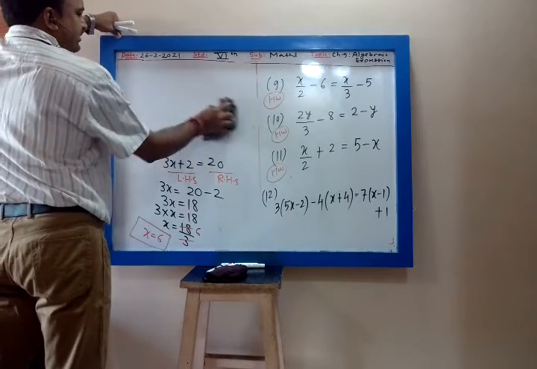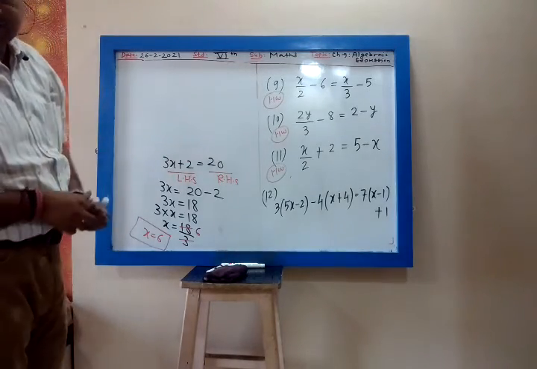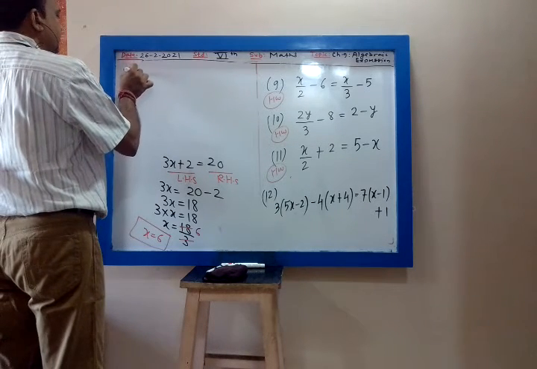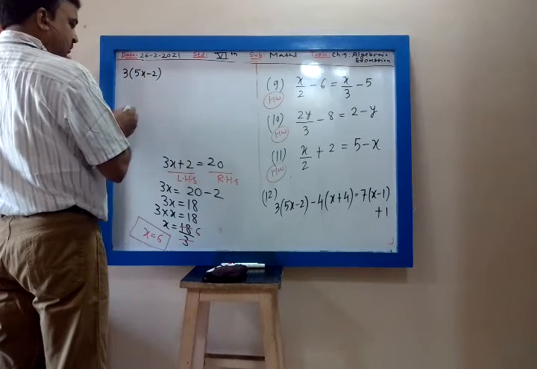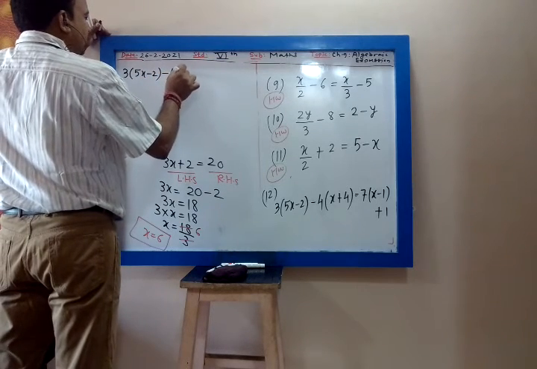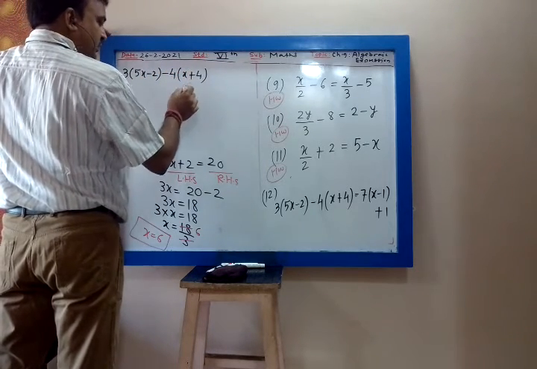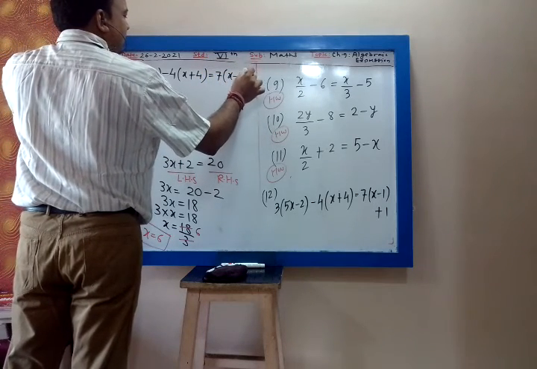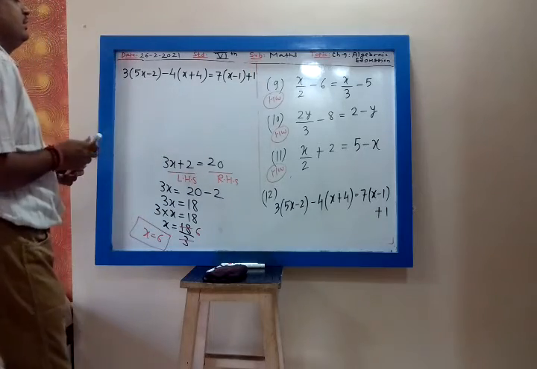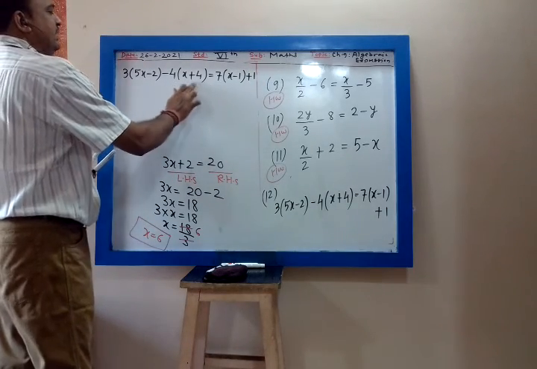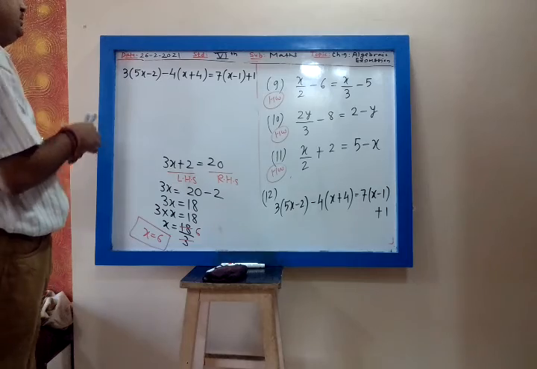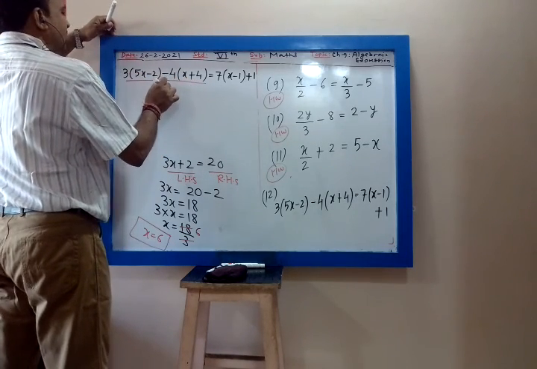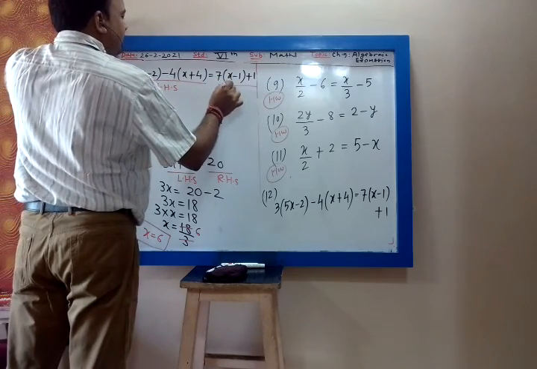So the 12th one I have to explain nicely. So I will give enough time in this. So 3 into (5x minus 2) minus 4 into (x plus 4) is equal to 7 into (x minus 1) plus 1. So this I have to explain nicely. So all of you complete the earlier part. This is my left hand side and this is my right hand side. After the equal to sign, it is my right hand side.